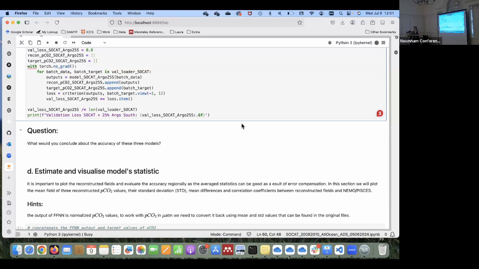Okay, yes, they should be pretty much comparable. The interesting part is, maybe we don't need Argo floats everywhere.